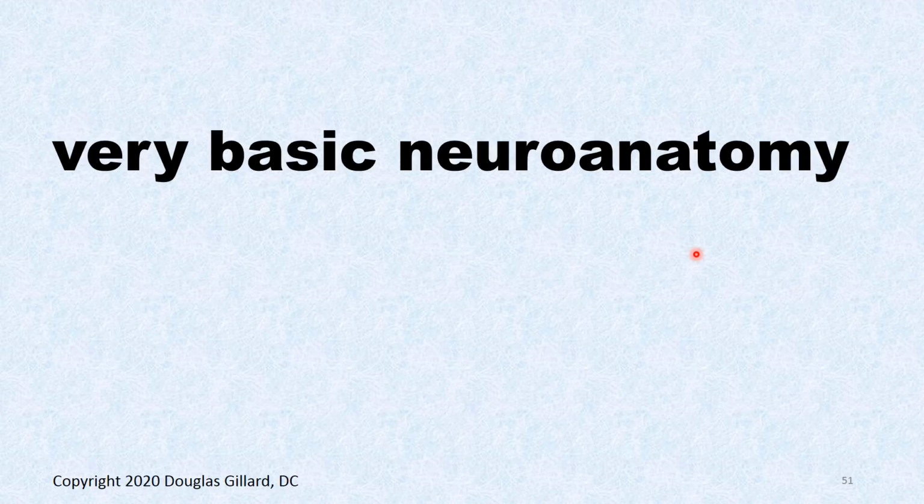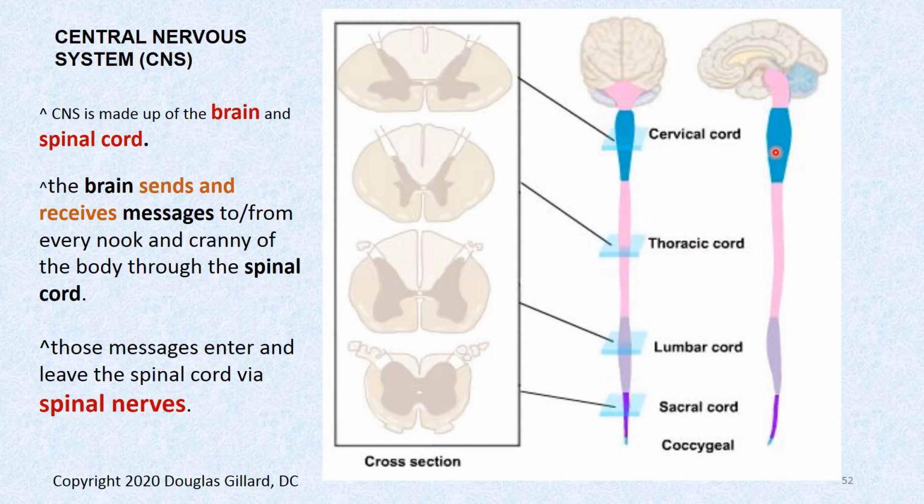All right, we got to talk about a little basic neural anatomy here. I'm not going to go crazy into this, but you got to know a little bit about the spinal cord. There's a peripheral nervous system and a central nervous system. The CNS, or central nervous system, is made up by two parts, the brain and the spinal cord. Spinal cord has 5 parts that match the vertebral regions. We have cervical vertebrae, we have a cervical spinal cord. We have thoracic vertebrae, we have a thoracic spinal cord. We have lumbar vertebrae, we have a lumbar spinal cord. We have sacral vertebrae, we have a sacral part of the spinal cord. And we have a coccyx, we have one coccygeal nerve as well.